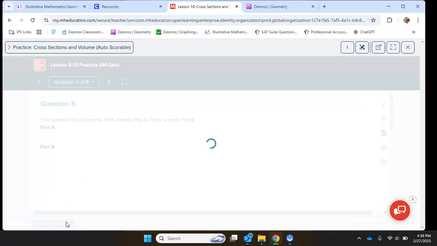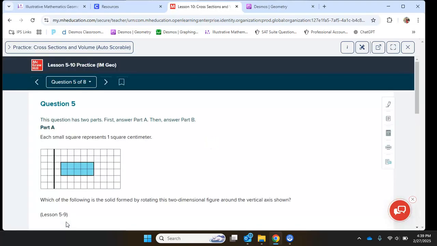Question 5. This question has two parts. First answer part A, then answer part B. Each small square represents 1 square centimeter. Which of the following is the solid formed by rotating this two-dimensional figure around the vertical axis shown?